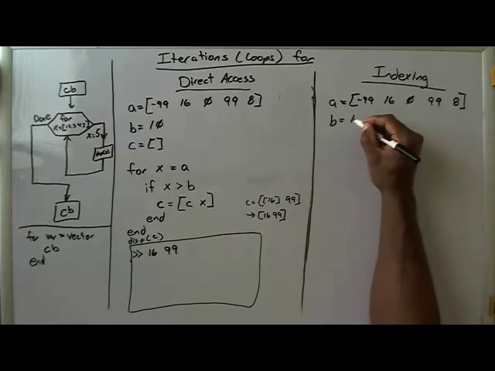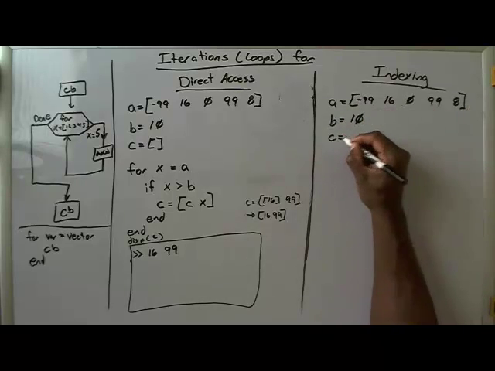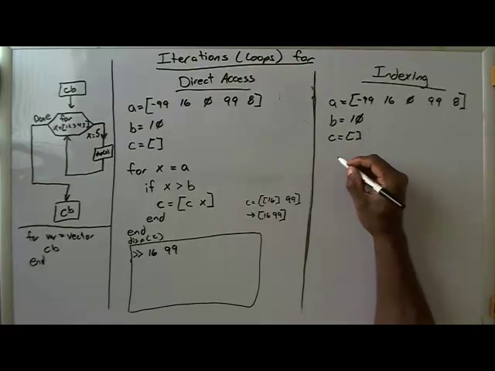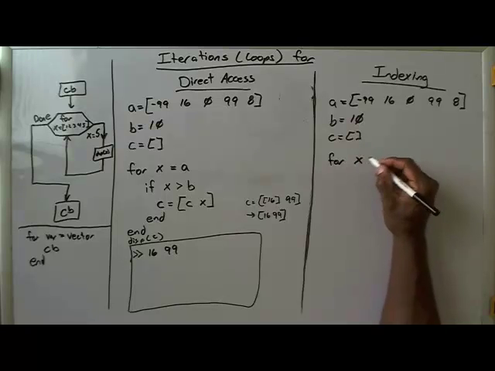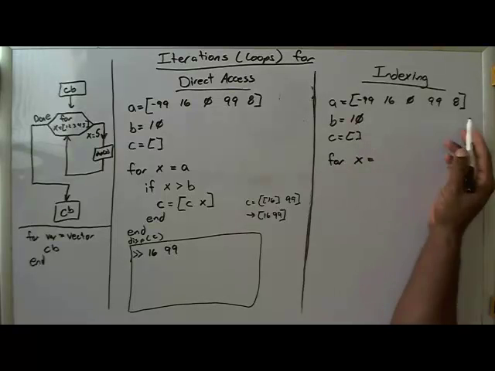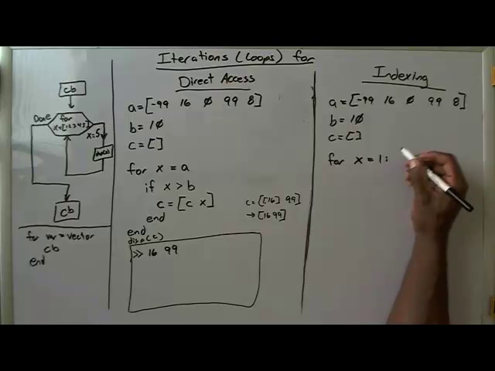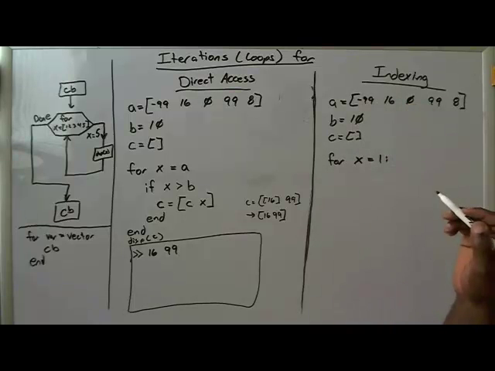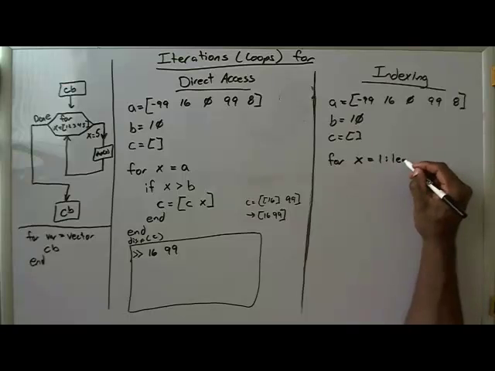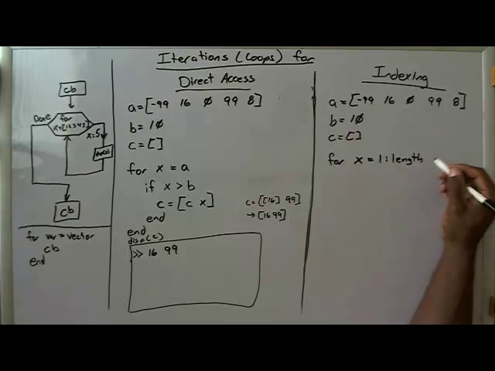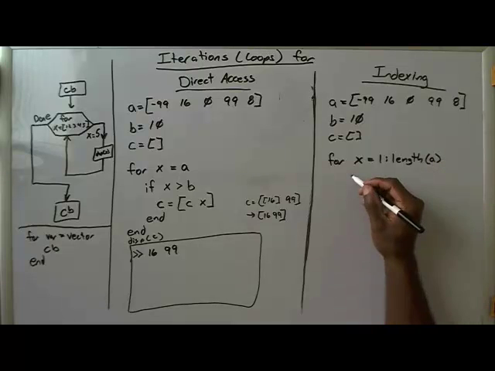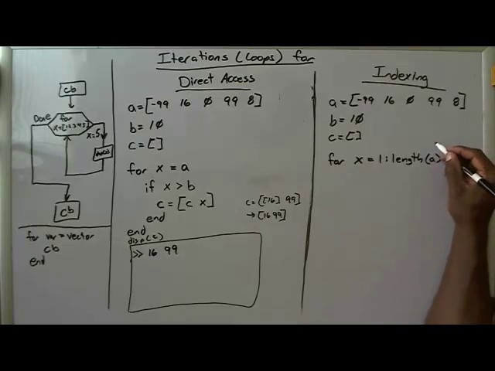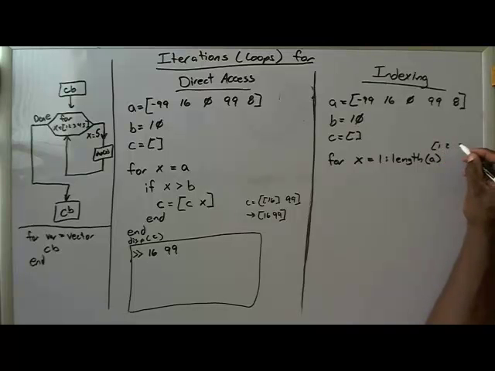B equals 10. C equals the empty vector. For x, now x is not going to equal A, x is going to equal the indexes in A. I get that by saying the indexes in A are going to go from 1 to the length of A. Okay? And so this is going to be the vector, once again, 1, 2, 3, 4, 5.